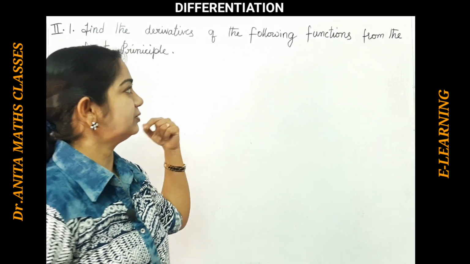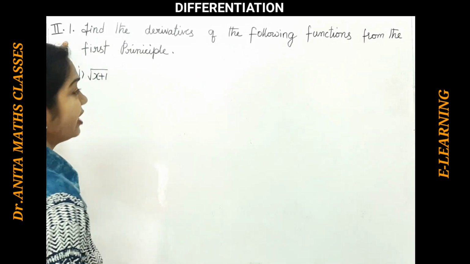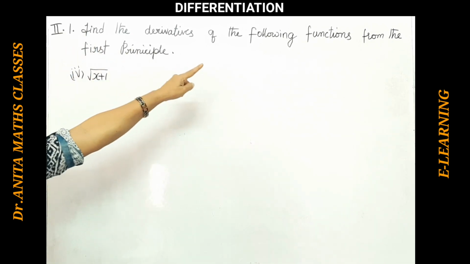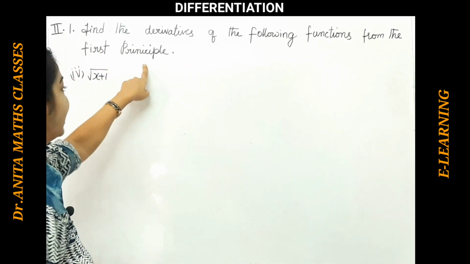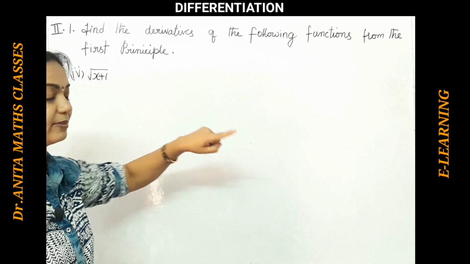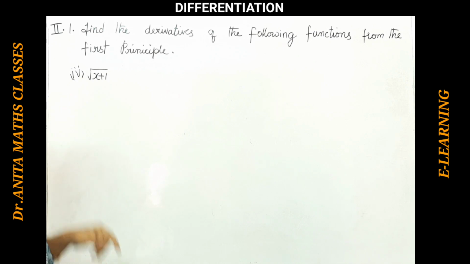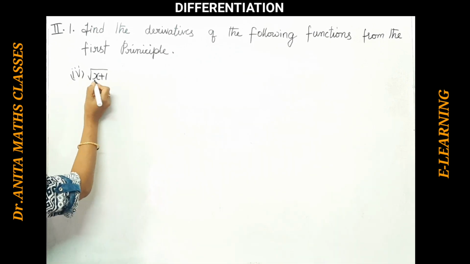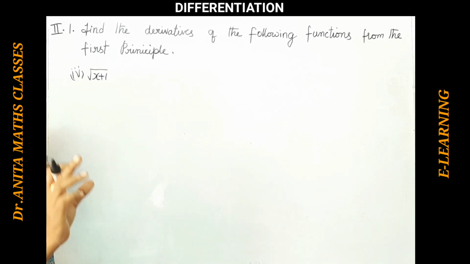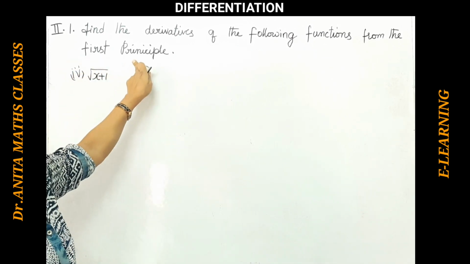Here we will continue the sum where we left off in the previous session. Find the derivatives of the following functions from the first principle. In that I had completed till the third problem, ax square plus bx plus c. Let's continue with the fourth problem. Now this is under root of x plus 1. We have to find the derivative not just by the rules of differentiation but using the first principle.